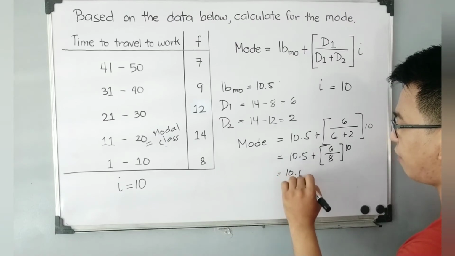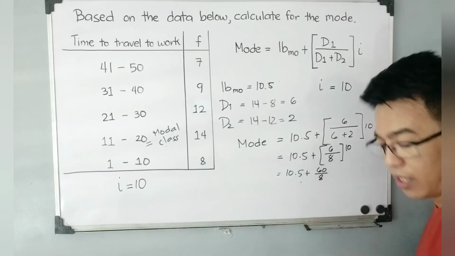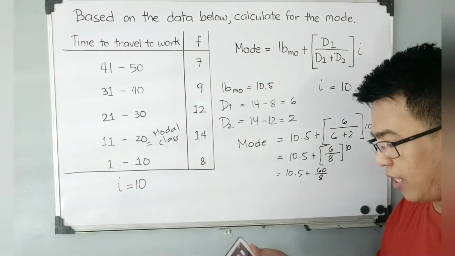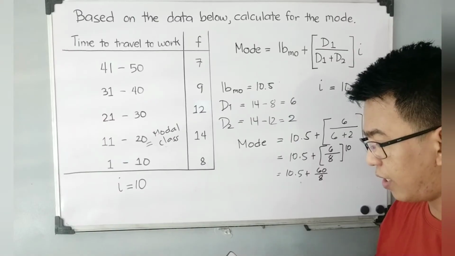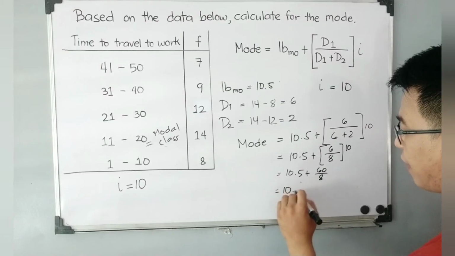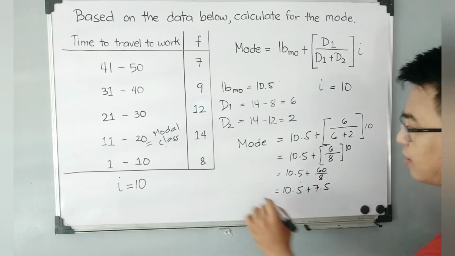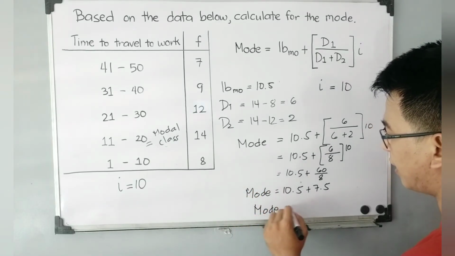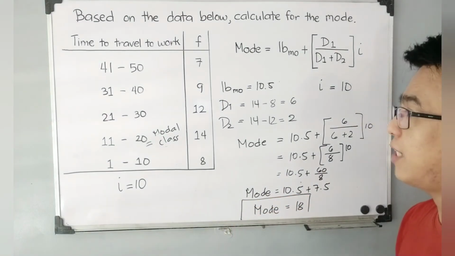So it is 10.5 plus 60 over 8. And I will be using my calculator and I will divide 60 by 8. So that is 60 divided by 8, and that will give us 7.5. So this is 10.5 plus 7.5. And if you add this, your mode is equal to 18. This is the mode of the given dataset that we have.